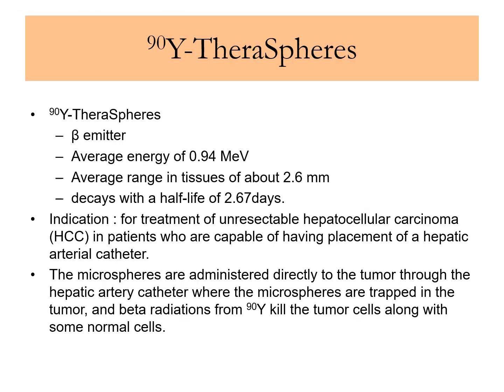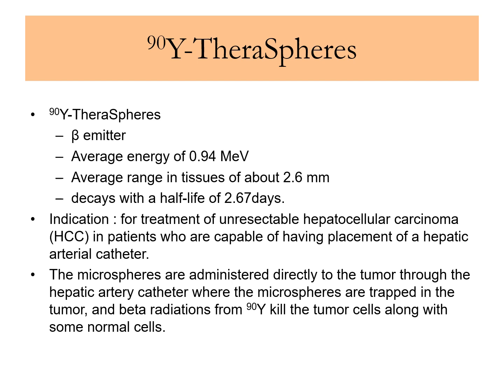So just now was the use of SIR-Spheres, one of the yttrium-90 microspheres that is available. Another product is yttrium-90 TheraSphere. It is a beta emitter, obviously, because it uses yttrium-90, so it has the same average energy, average range, as well as the half-life. It is indicated for the treatment of unresectable hepatocellular carcinoma in patients who are capable of having placement of a hepatic arterial catheter.